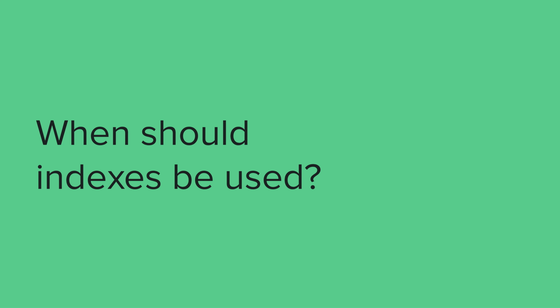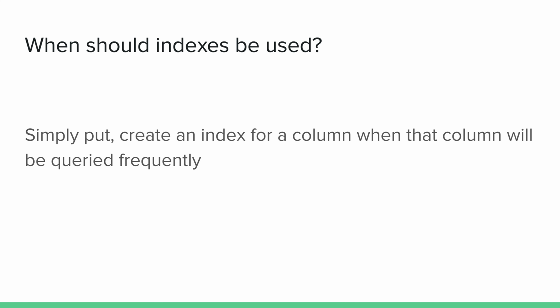So to wrap this up, when should we use an index? It's great, it speeds up queries, but there is that cost, namely of space. So simply put, create an index for a column when that column will be queried frequently. That's putting it in simple terms, but that's a great rule of thumb to go off of. If you are going to query a column very often, then you should probably have an index on it.